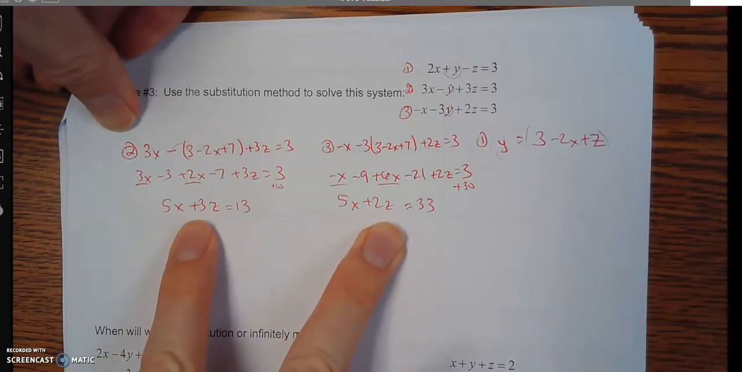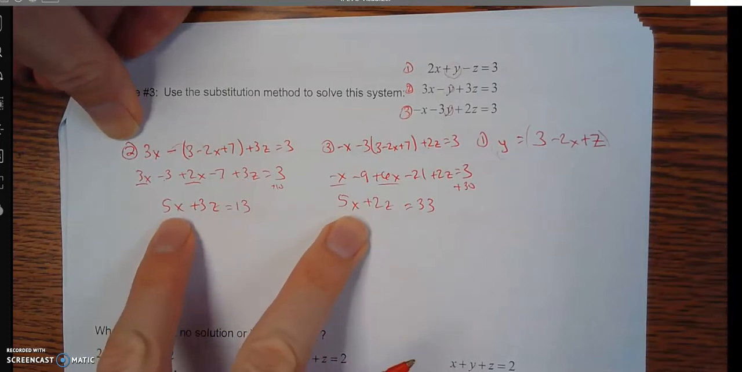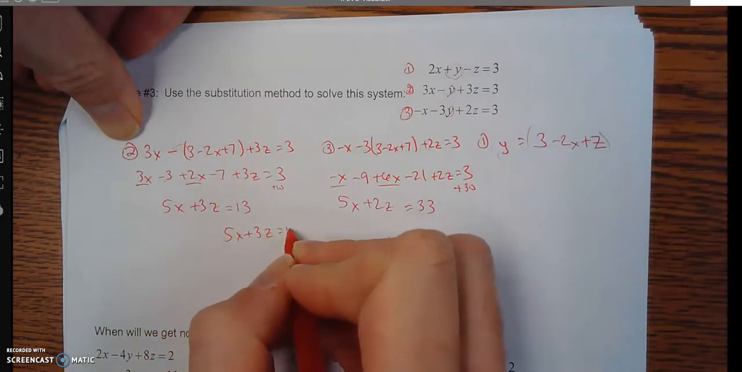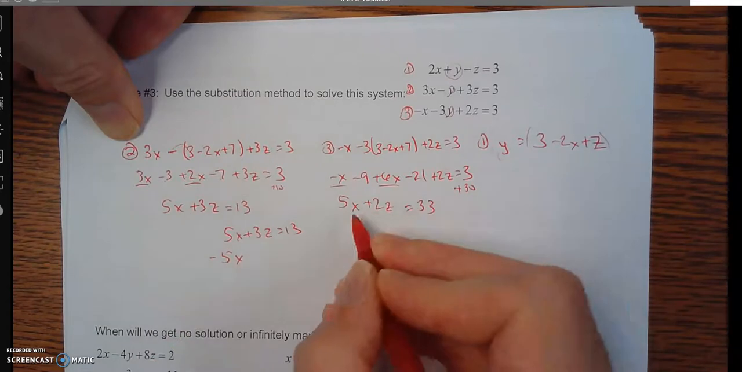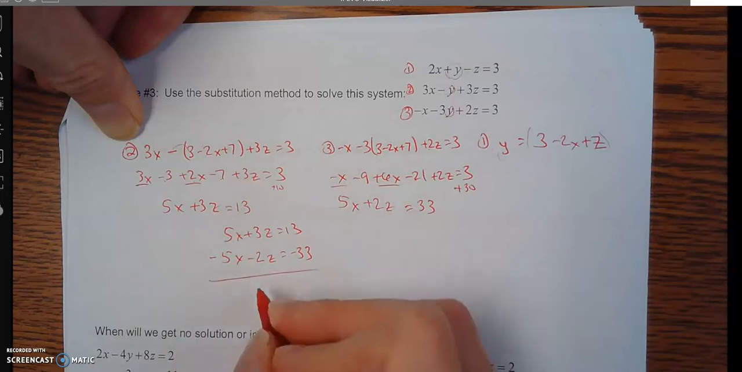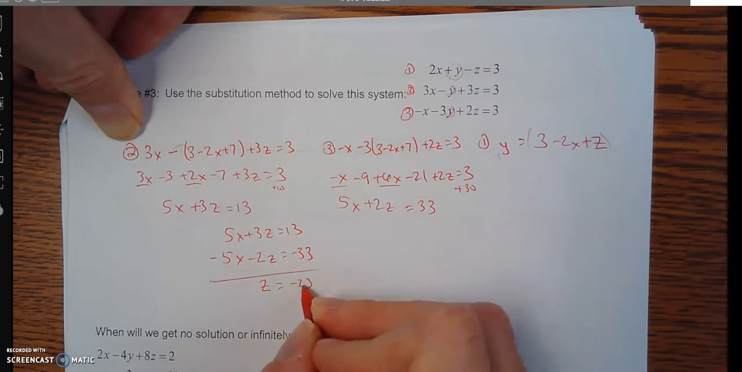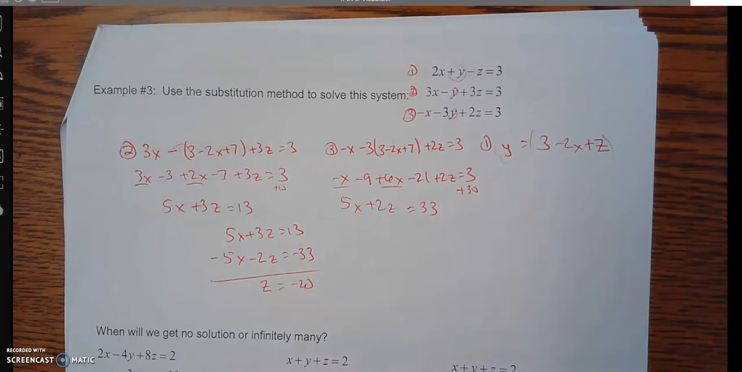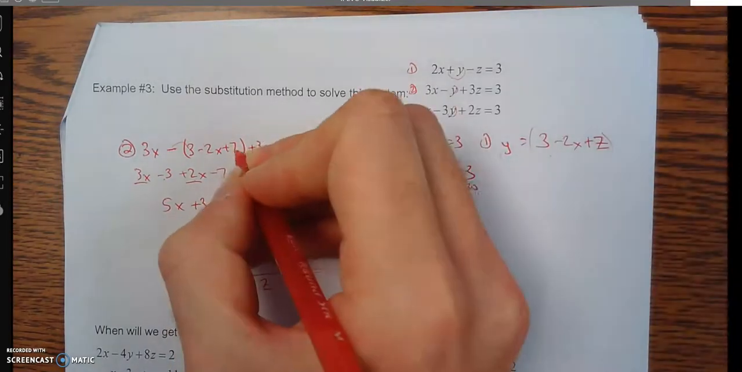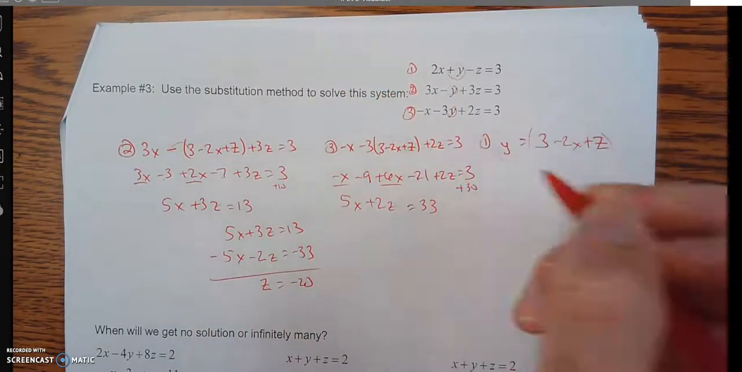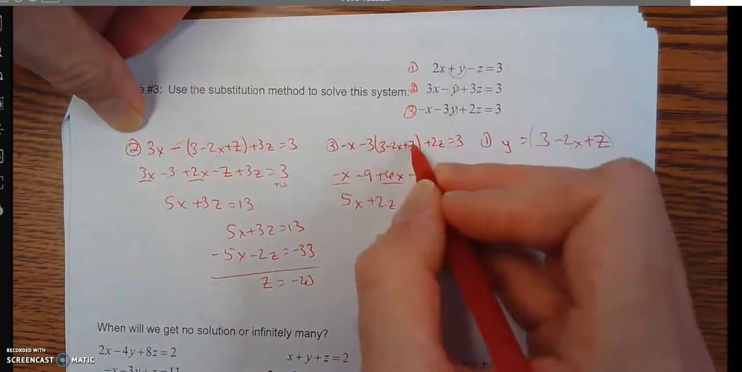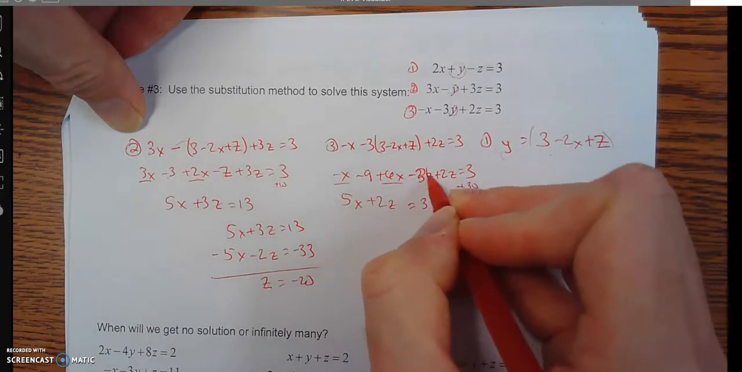That's what we've been doing for the last several days. I notice my x's, I could easily eliminate those. I'm going to make one of these all negative. So I'm going to do 5x plus 3z equals 13. Over here I'll do negative 5x. I'm going to make all these negative. Minus 2z equals negative 33. So that would be a z equals negative 20. I'm just now seeing a really dumb mistake I made. This was a z, and I put 7 in here. So these should be z's, which means that this is a negative z. This one would be a negative 3z.